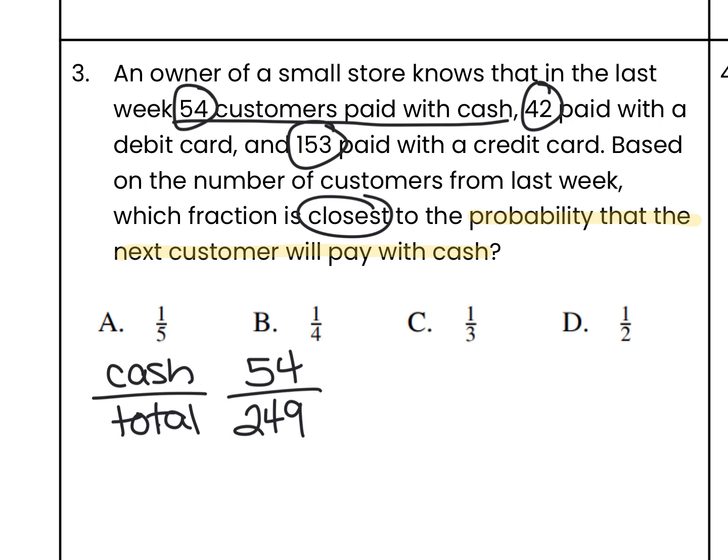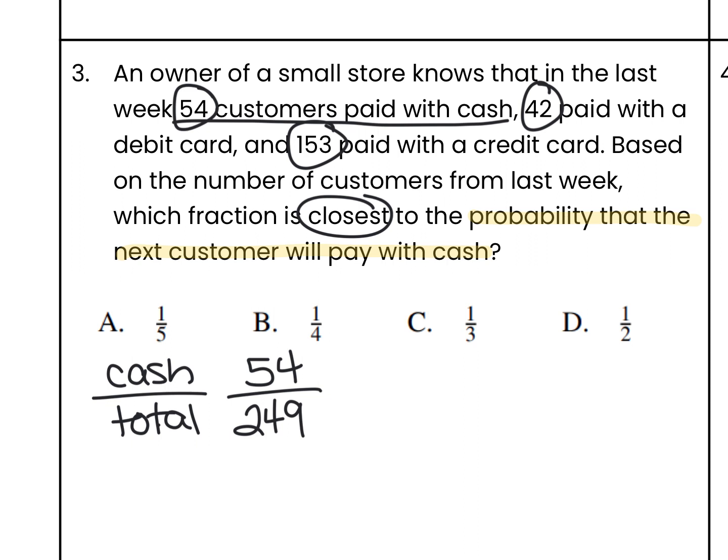If you put this in your calculator, 54 divided by 249 and simplify it, second PRB, you actually get 18 over 83, which is not an option here. The reason it is not an option is because it wants to know which one is closest. They didn't say which one is exactly, or what is the probability. We have to compare our answer to the answer choices to see which answer is closest.